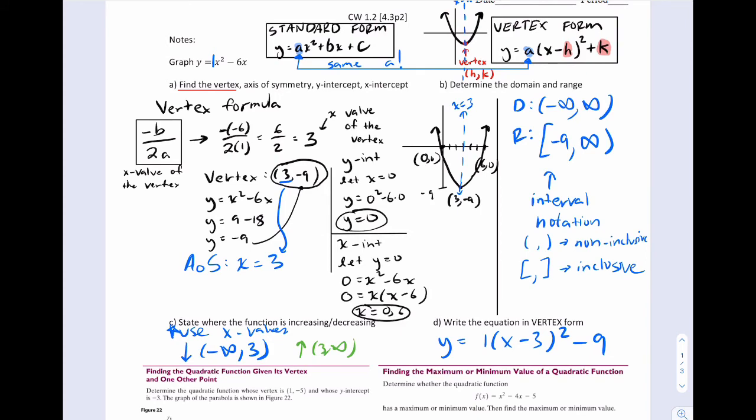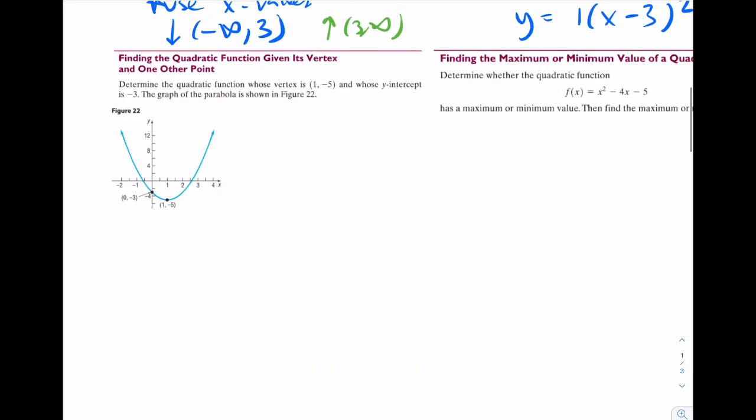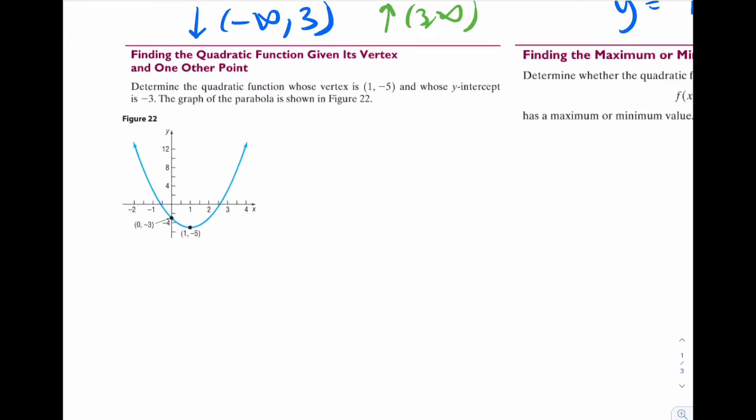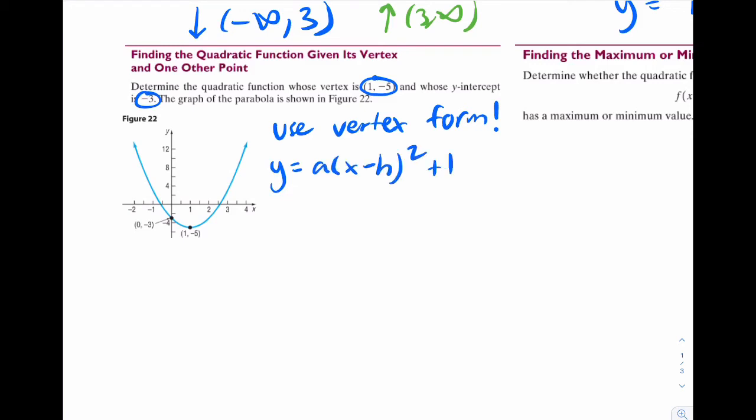Okay, now that we've done that, let's do these examples here. Determine the quadratic function. The vertex is 1, -5. The y-intercept is -3. For these, we're going to find that vertex form is super helpful. So I'll put a huge note, use vertex form. I'll write it down for you one more time. And let's just plug it in. y equals a times (x minus 1) squared minus 5.